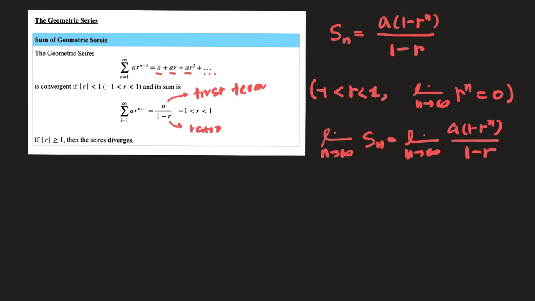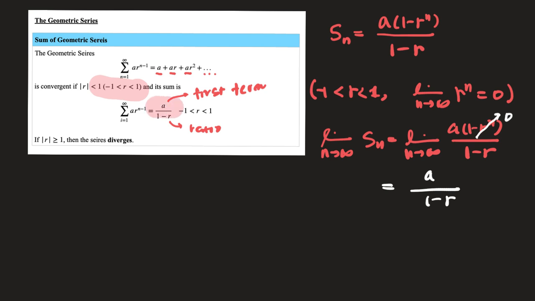Since r is between negative 1 and 1, r^n goes to 0, so this part goes to 0. Now what do we have? The limit of the partial sum is a over 1 minus r. That's the first part proved. So the geometric series is convergent when r is between negative 1 and 1, which is very, very important. Then the sum of the geometric series is a, the first term, over 1 minus r, the ratio.